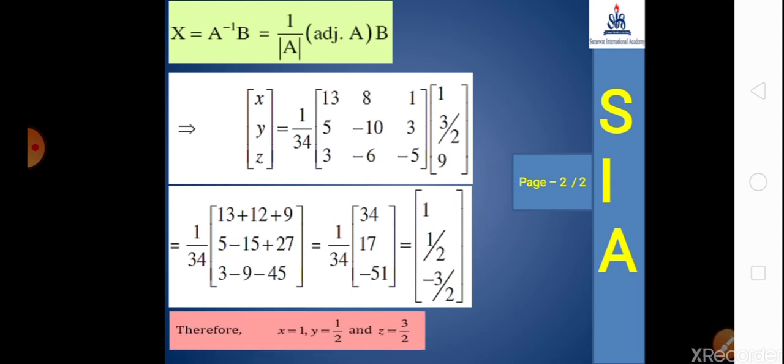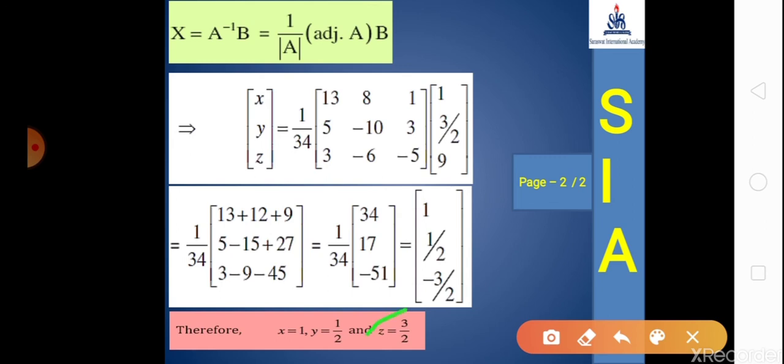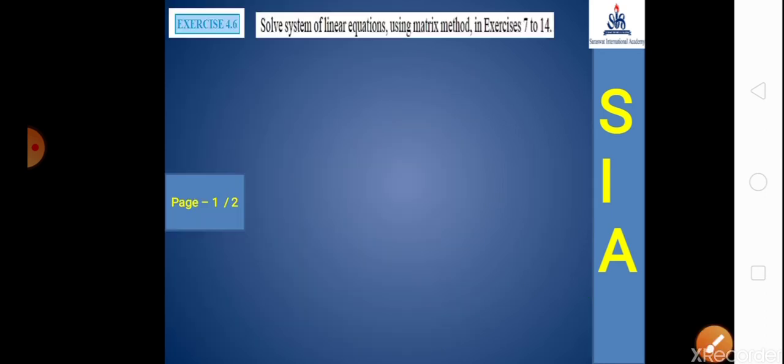So unique solutions ready for x is 1, y is half and z is 3 by 2. My mistake here, students: 3 by 2 is printed, actually the answer is minus 3 by 2. Please make the correction, z is equal to minus 3 by 2. Okay, so correct these equations, my mistake there. Thank you. Now I am moving to the next question.